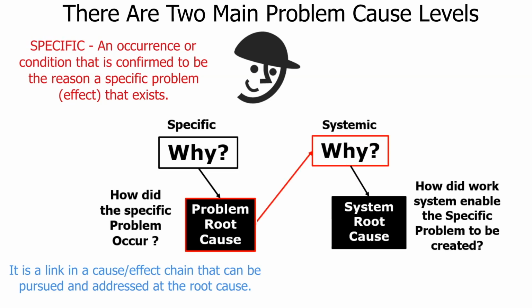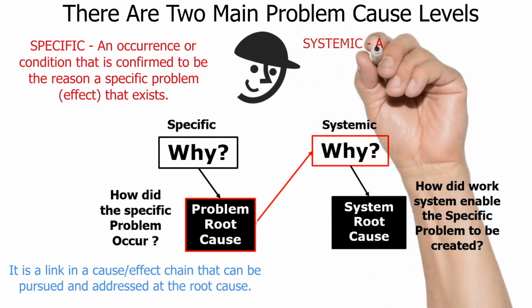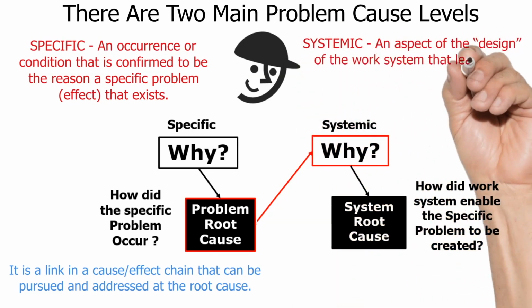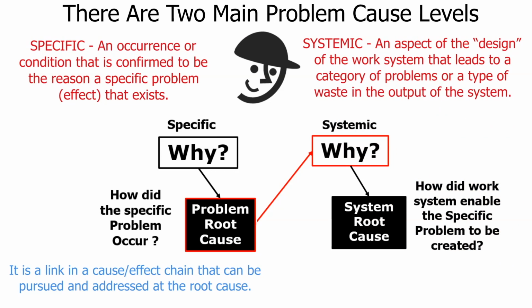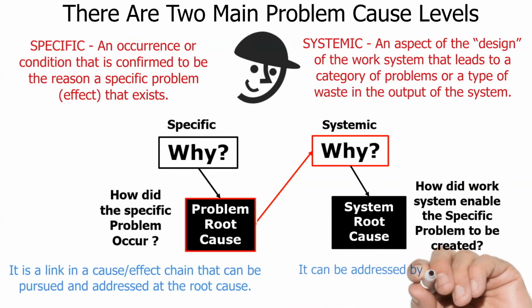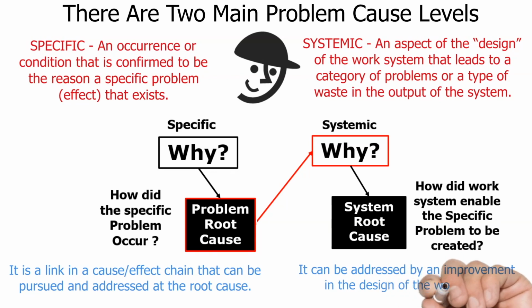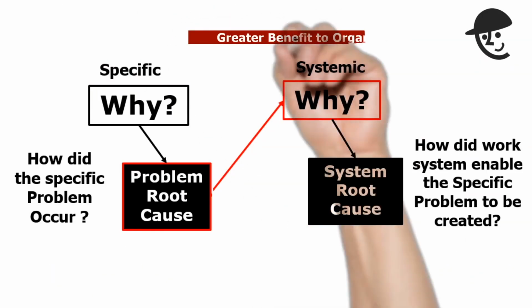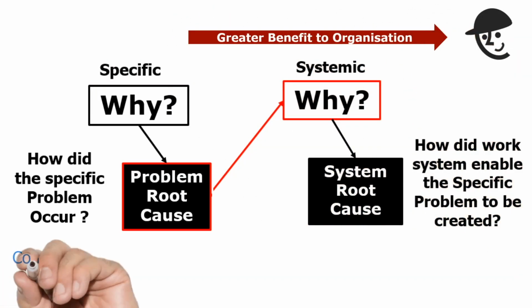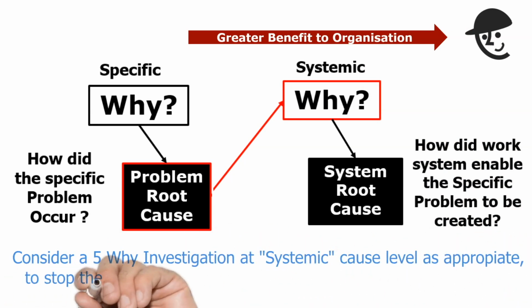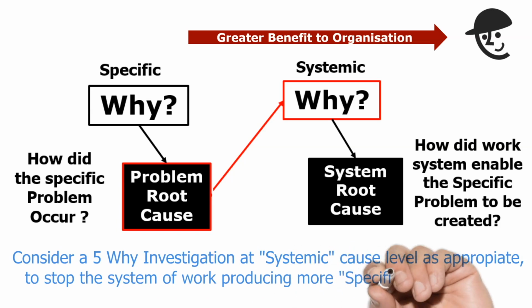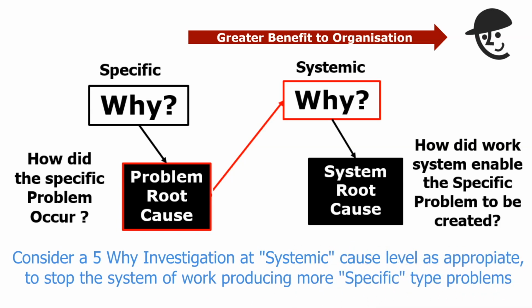Systemic. Systemic is an aspect of the design of the work system that leads to a category of problems or a type of waste in the output of the system. It can be addressed by an improvement in the design of the workflow. Consider a 5 why investigation at systemic cause level as appropriate to stop the system of work producing more specific type problems.